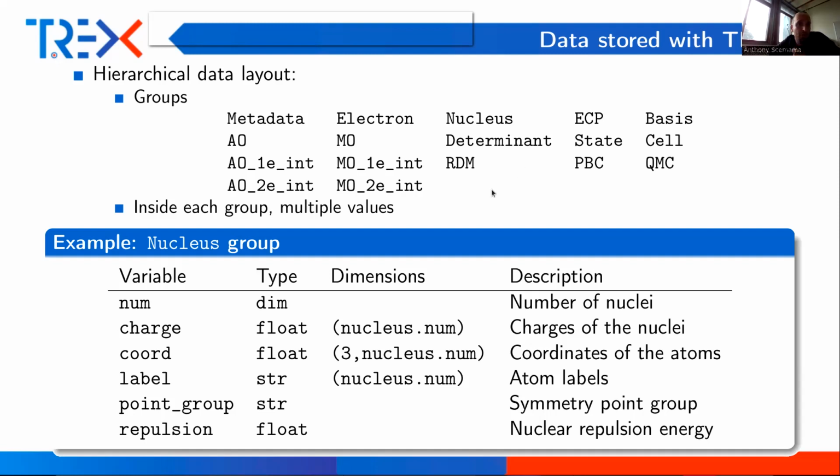and reduced density matrices. Now if we take one of those groups, so I took the nucleus group here, we have different variables, and each variable is really either a scalar or an array, where we put the dimensions here. And that's it. When you try to read an array, you just get the array that has been written by the user.